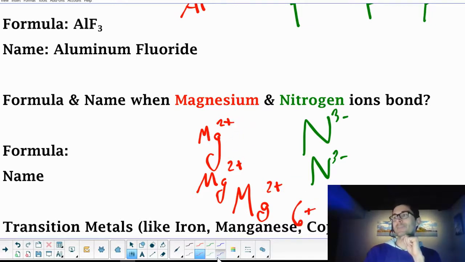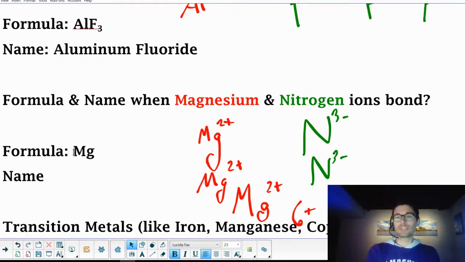6 positives, 6 minuses. There we go. So that's how many ions we need in the formula. So the formula of this would be Mg, we have 3 of those ions, N2. We have 2 nitrogens right there.